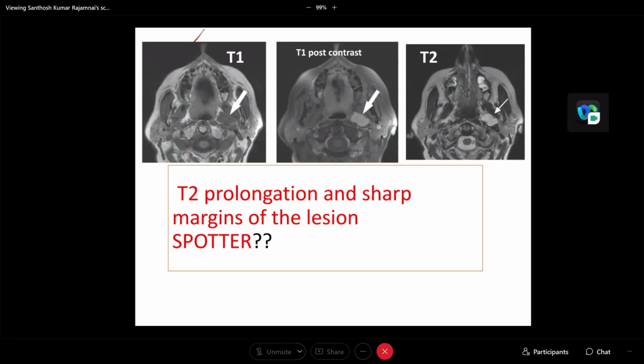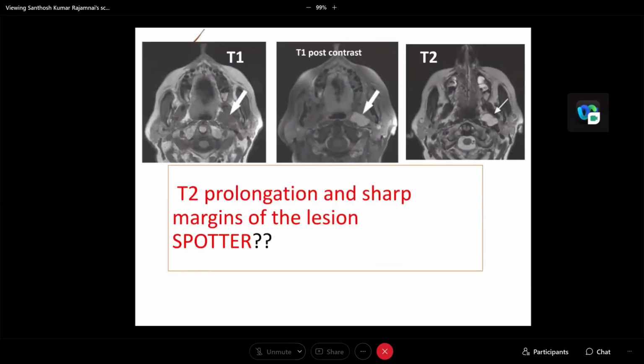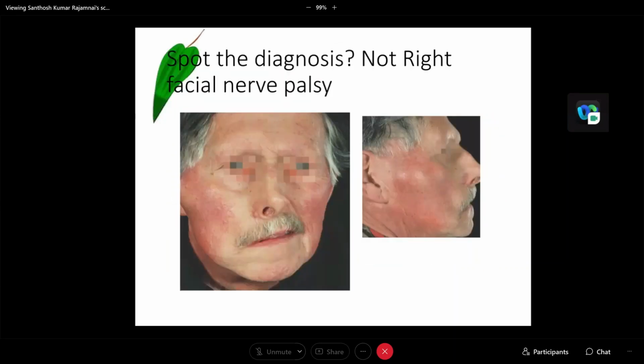So the margin is very clear. It is in the parapharyngeal space and it is bright on T2 with a sharp margin. The diagnosis is pleomorphic adenoma and it's well encapsulated. So the same patient, you can see this is a protrusion of the tonsil and you can see a swelling near the angle of the mandible. So your diagnosis is very obvious. It's a pleomorphic adenoma, right? It's a benign tumor. Yes.